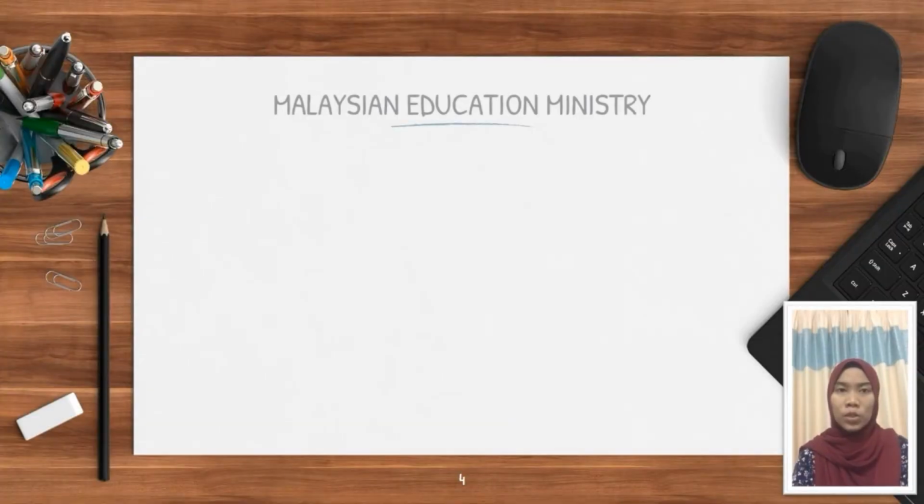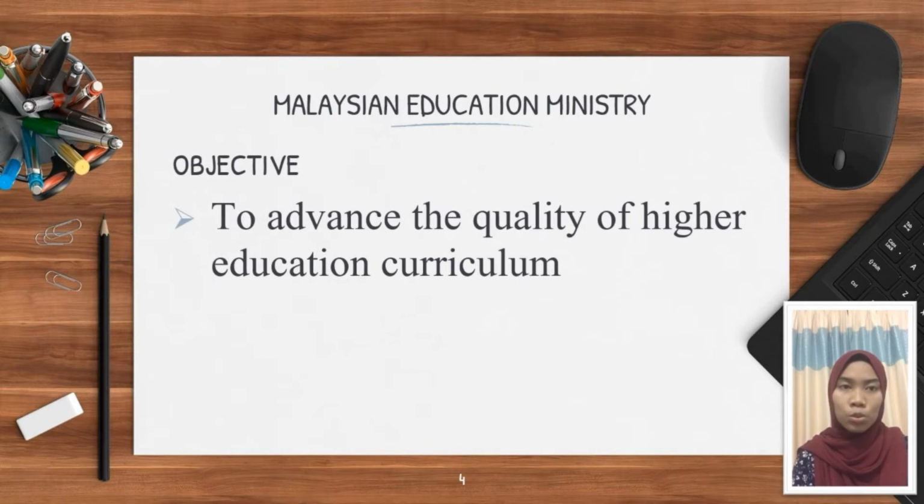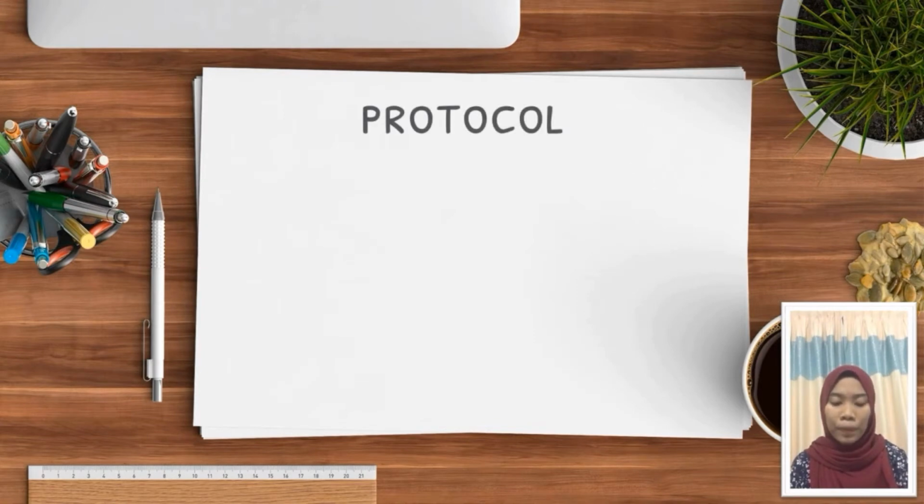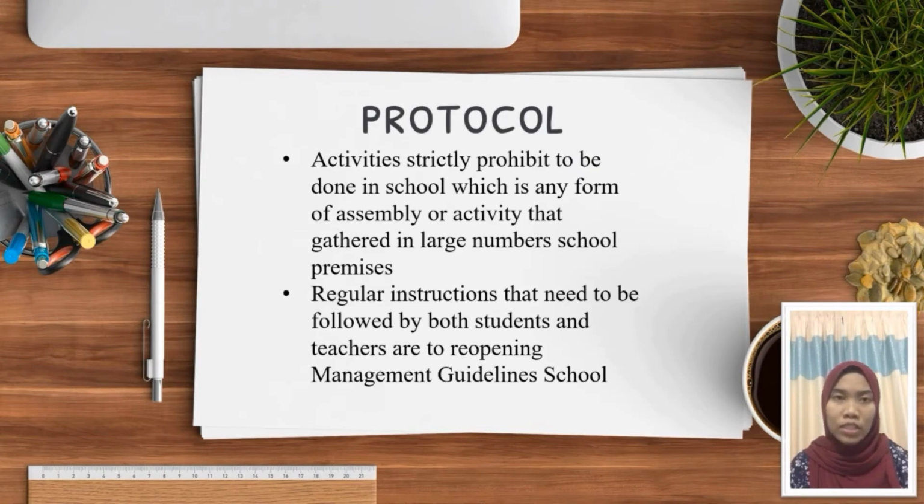For the Malaysian Education Ministry, the objective is to advance the quality of the higher education curriculum. The protocol based on the Ministry of Education is that all activities are strictly prohibited in school, which means any form of assembly or activity that gathers a large number of people.